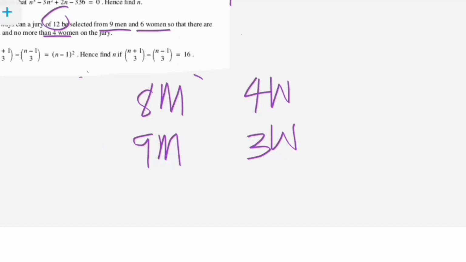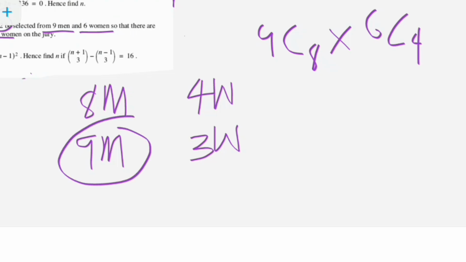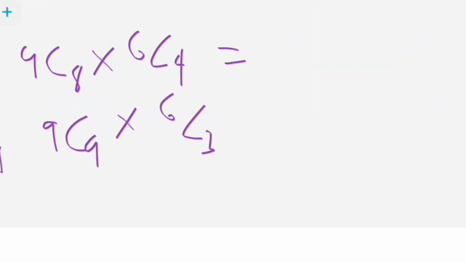So let's start with the first one, 8 men. So we have 9 men initially, and you want to pick 8. So you have 9C8, okay, times 6 women, you want to pick 4. That will be 6C4. That's the first way. For these 9 men, you have 9C9 times 6 women, you want to pick 3, 6C3. Now you just break these 2 answers and get your answer.